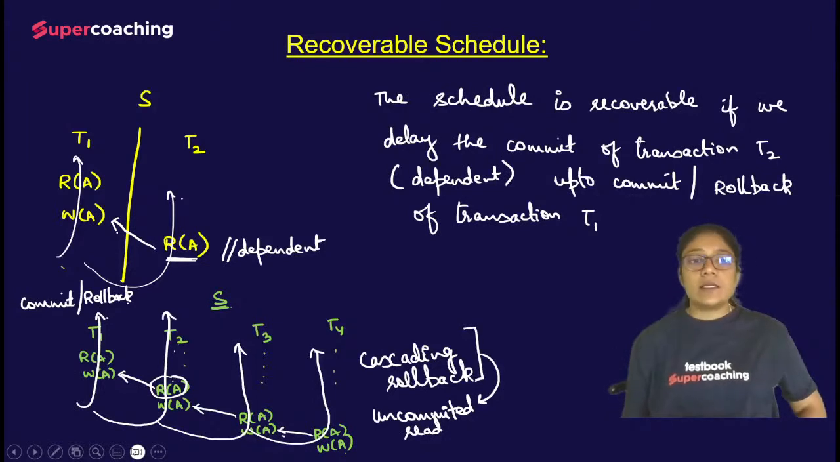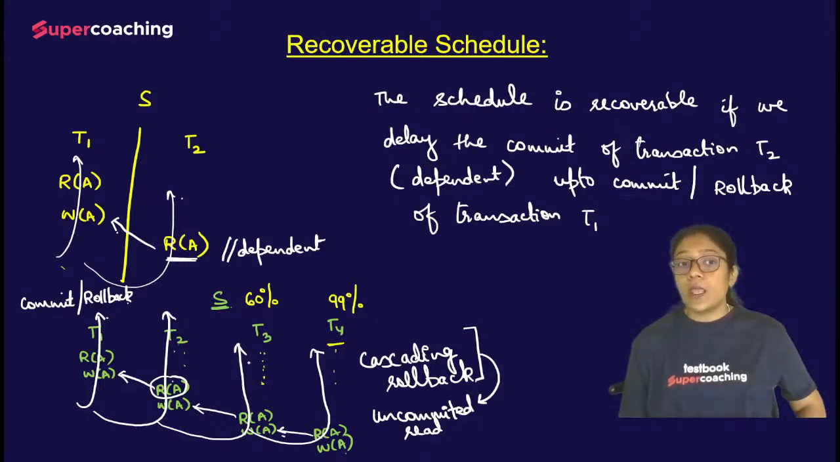But if there is some drawback, obviously we need to find out the solution to overcome that. So what is the drawback of cascading rollback? Let us assume that transaction T4 had only two operations to perform. It has completed its execution 99%. This had completed its execution 60% because before this some other operations were performed. This has completed its execution something like 79%.